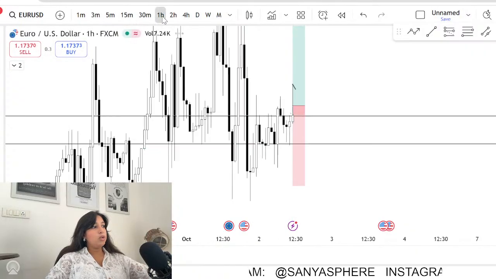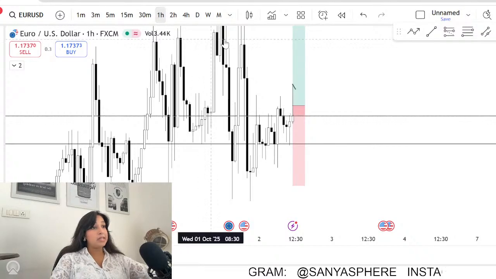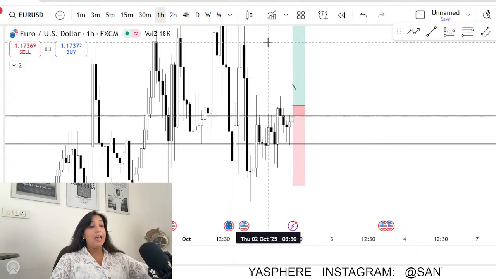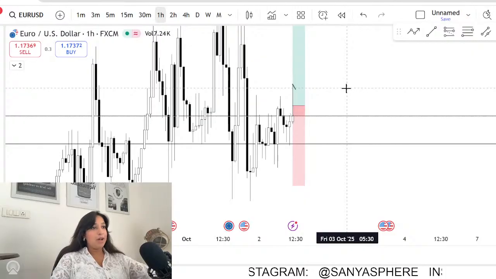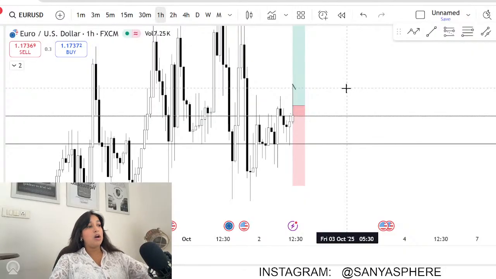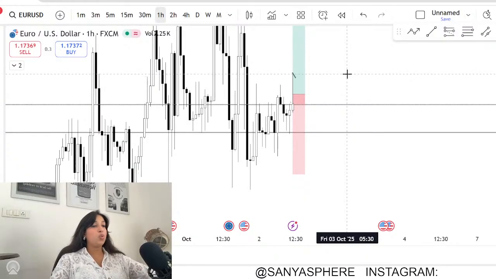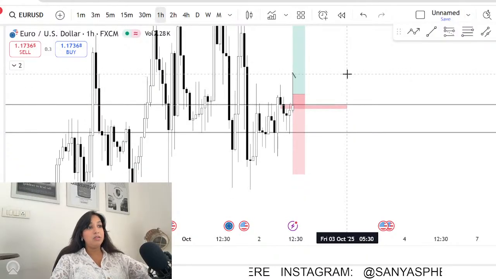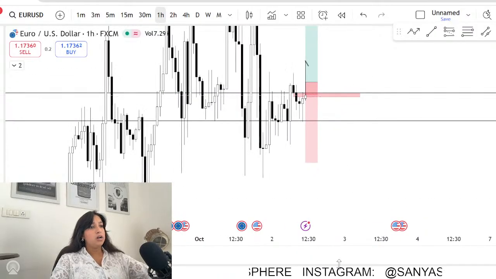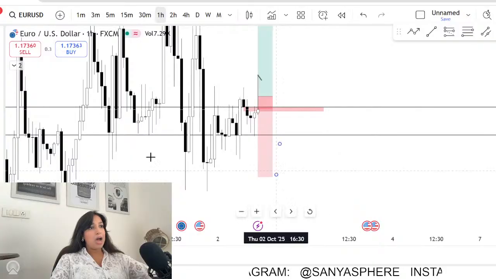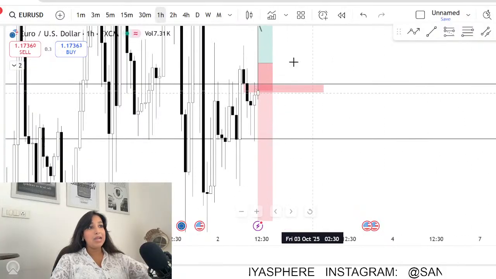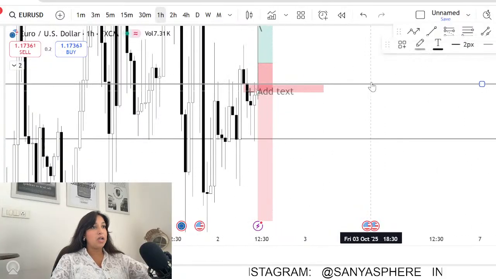There are only two things that can happen from 11:30 onwards. Either we have the continuation or we have the reversal. So we are aiming to catch 20 pips from 11:30 to 12:30 and 12:30 to a maximum of 1:30. That's why I always mark the highs and lows of the previous hourly candle.